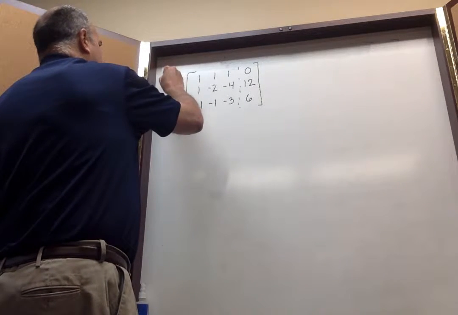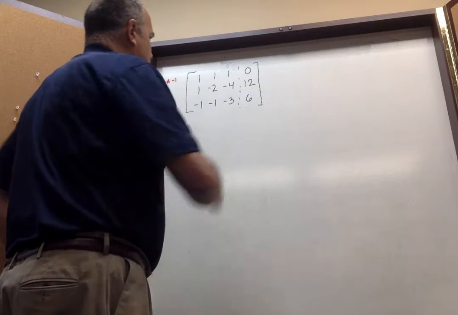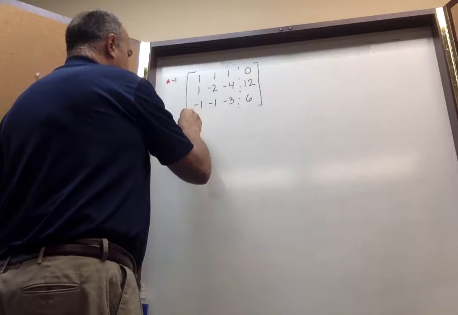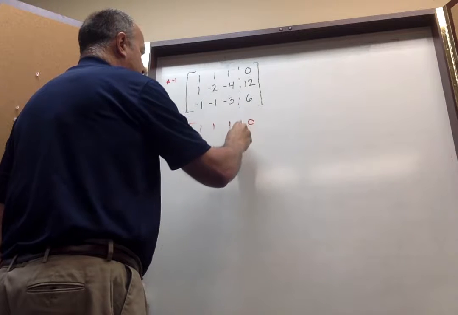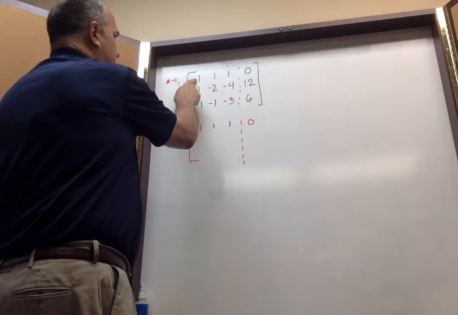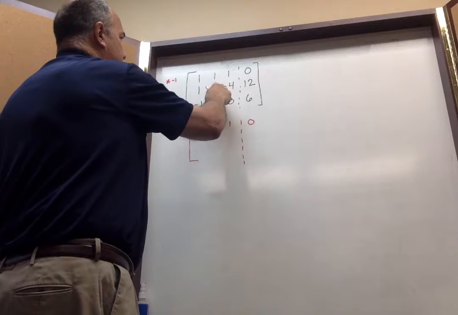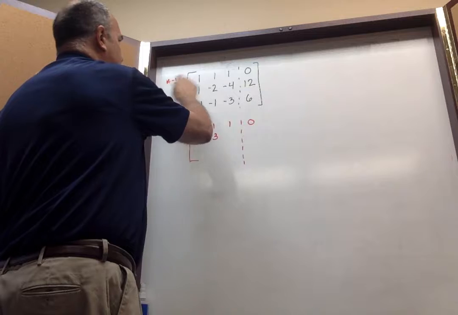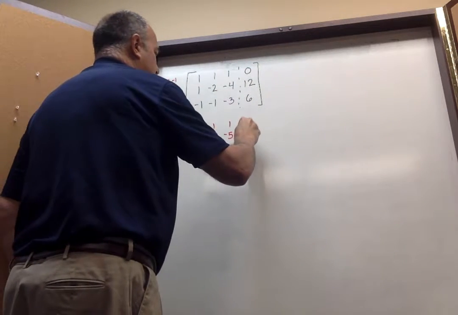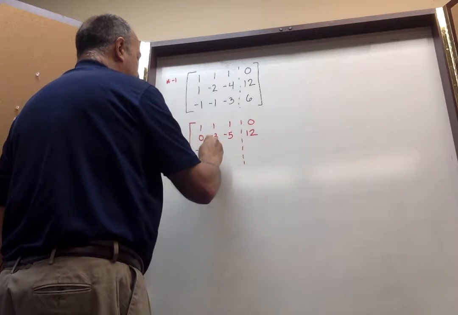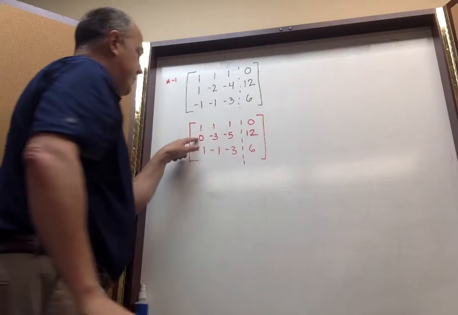So if I multiply the first equation by -1 and add it to the second equation, I'm going to get a 0 there. So let's go ahead and do that. So the first equation, the first row, stays the same. The second row, -1 plus 1 is 0. -1 plus -2 is -3. -1 plus -4 is -5. And that becomes a 12. And our third row stays the same. So we've got the 0 there.